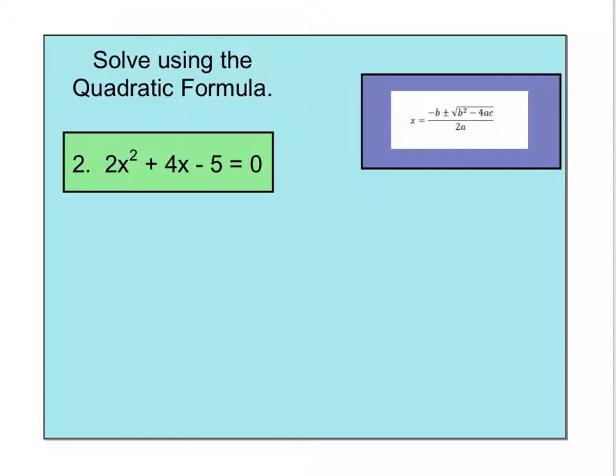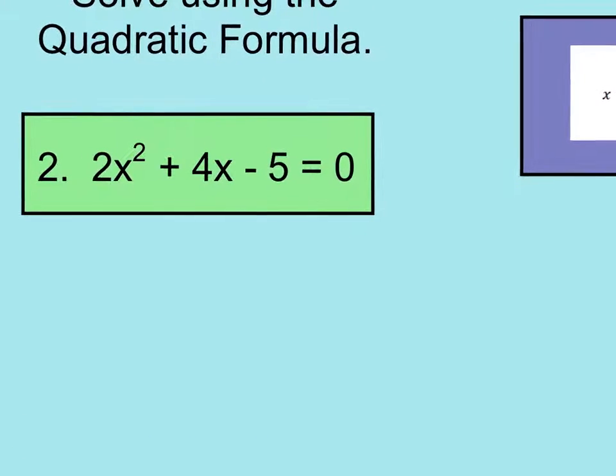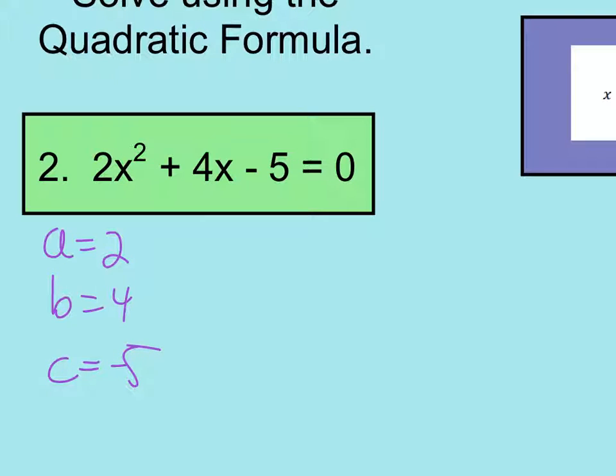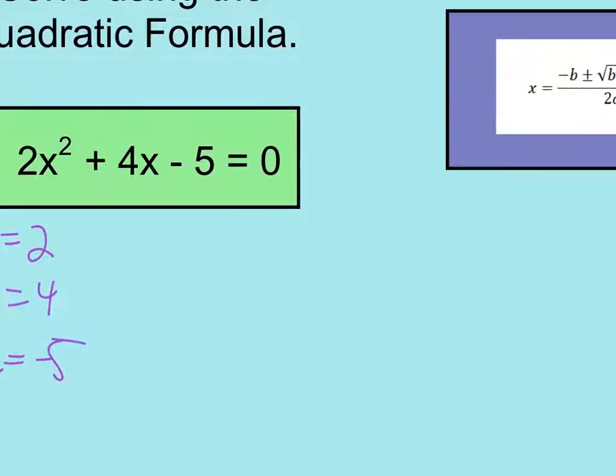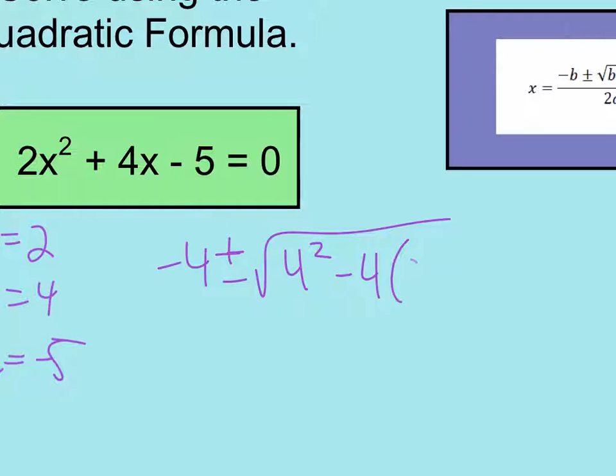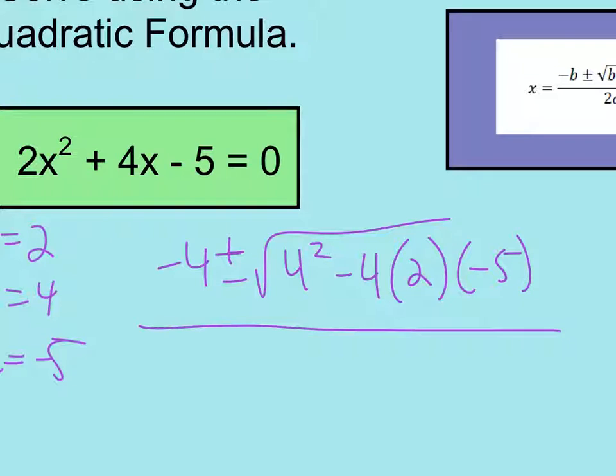So if I look here, A would be 2, B would be 4, C is going to be negative 5. So following the quadratic formula, we're going to go negative 4 plus or minus square root of 4 squared minus 4 times 2 times a negative 5 all over 2 times 2.